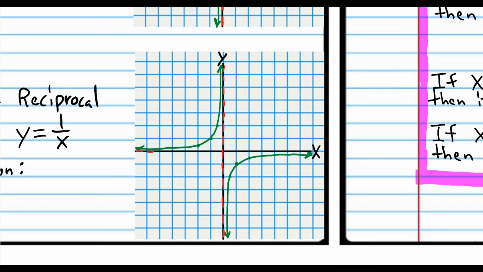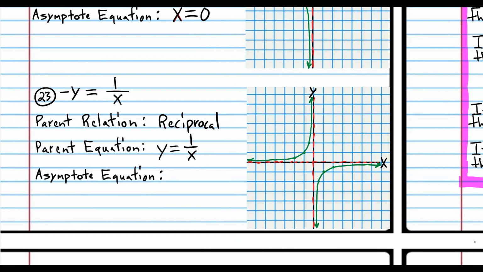And I want to remind you that reflecting across the x-axis gives you the same graph when it comes to the reciprocal relation. Reflecting across the x-axis gives you the same graph that reflecting across the y-axis would give you, so that's just a special case. You'll notice that this is no different than reflecting across the y-axis for this particular relation. So if you got that one right, good job. The asymptote, well, there's going to be two of them, x equals 0 and y equals 0.